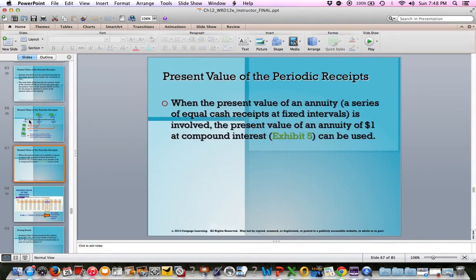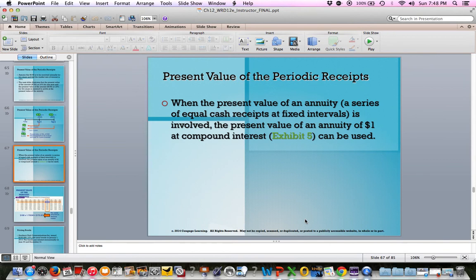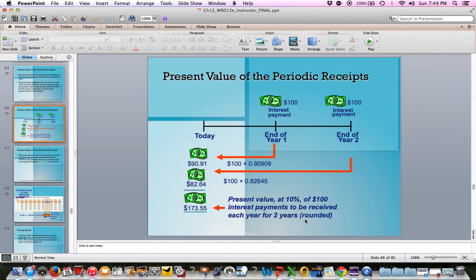So the present value of the periodic receipts then, with the present value of an annuity, a series of cash receipts at fixed intervals is involved. The present value of an annuity of $1 at compound interest can be used. And so we can just look at factors to do that, just like we could before. And so this is a different table, but kind of the same thing. 10% 2 years, I get a factor of 1.73554. Multiply that by my $100, and I get 173.55, which is what we had 2 screens ago. We had 173.55 right there at the bottom.